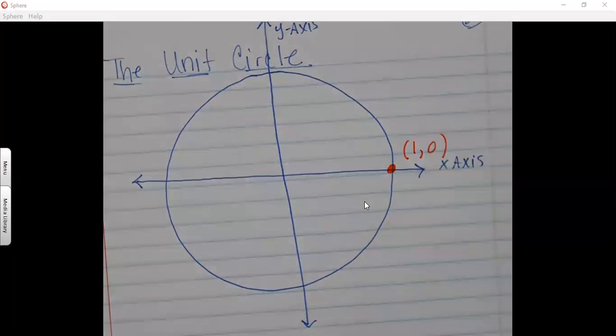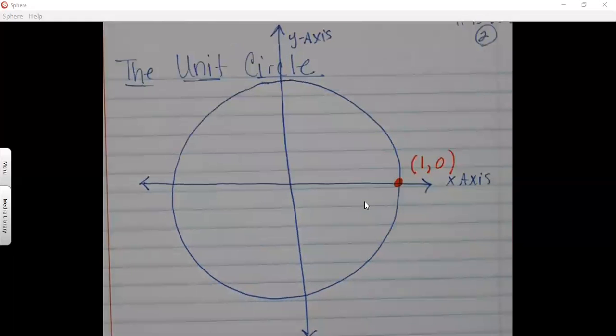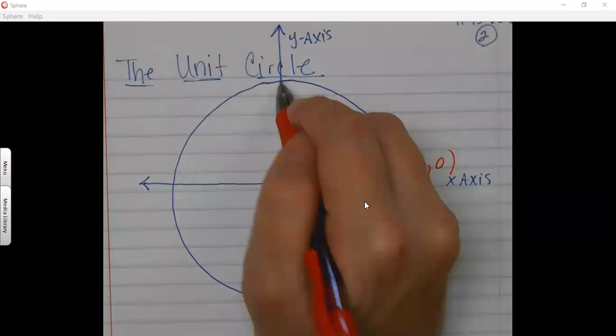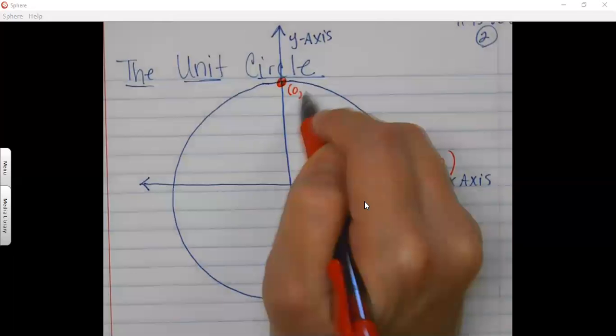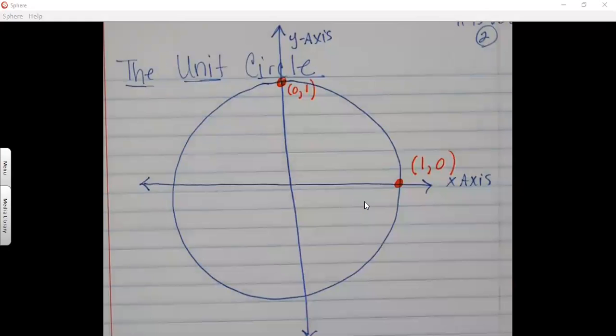Let's go up to the top. What do you think the ordered pair there is? 0, 1. When your x is 0, your y is 1. We're going counterclockwise to that next point where my x-axis goes through the circle again. What do you think that ordered pair is?